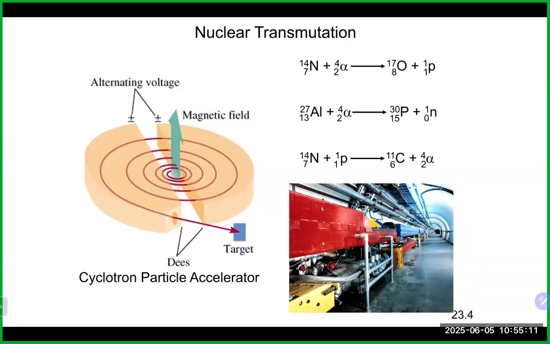Nuclear transmutation is really the process, as I was mentioning earlier, that you could do to cause a fission situation to occur. You could have a particle which has a charge, a magnetic electrical field, and basically use a particle accelerator to shoot it at a target.